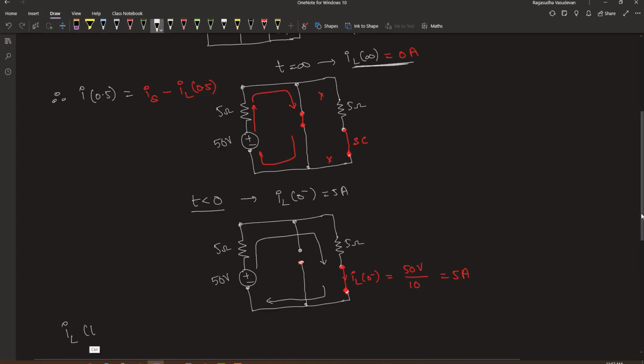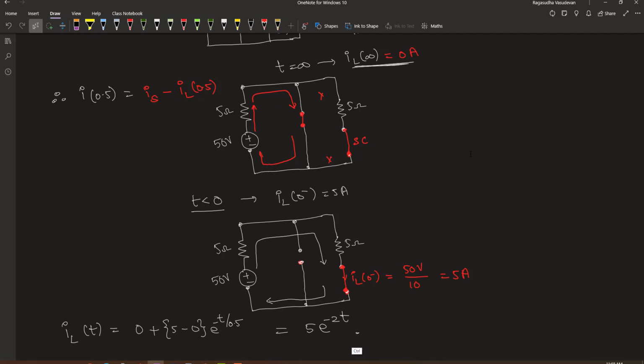Therefore, IL of t is equal to 0 plus 5 minus 0 times e to the power minus t divided by tau. We just found out that the time constant of this circuit is 0.5 seconds. So this is equal to 5 e to the power minus 2t ampere.